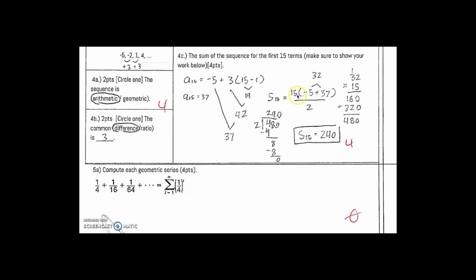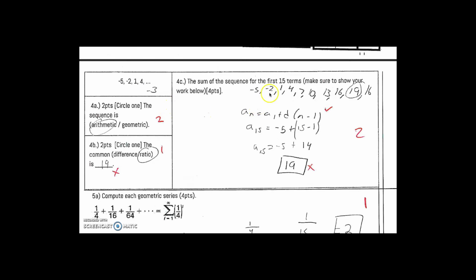So n is 15. First one is -5 plus 37. The student shows that those are 32. 15 times 32 they did by hand, no calculator, and then divide that answer by 2. Full credit would have been 240.